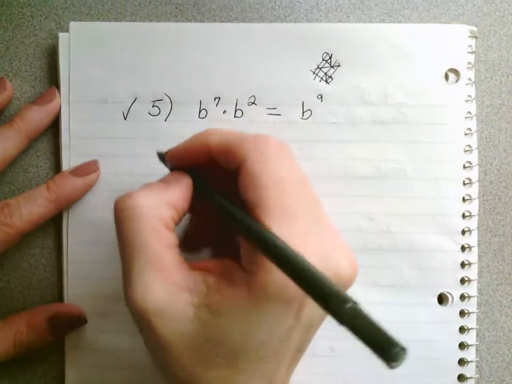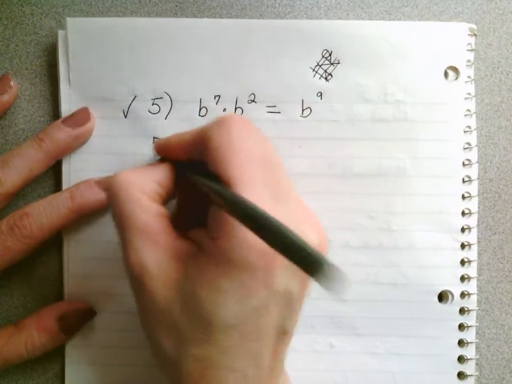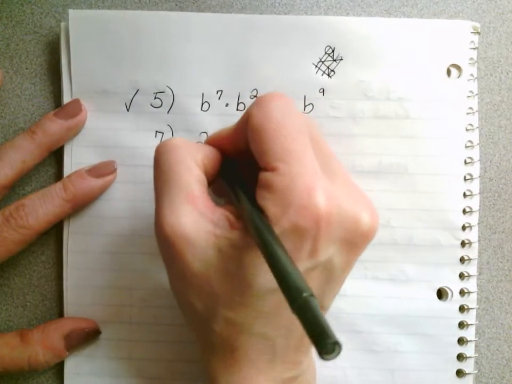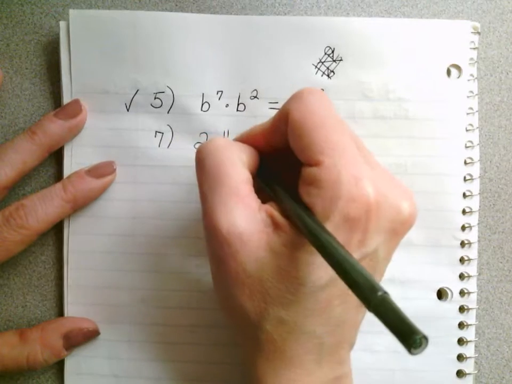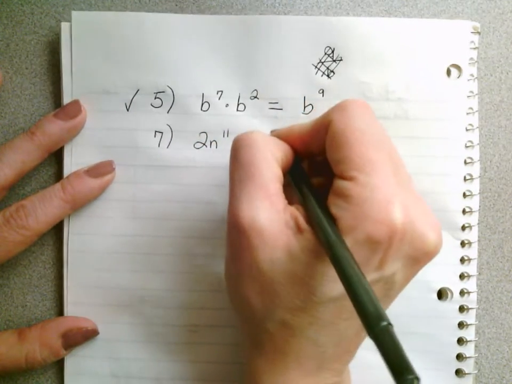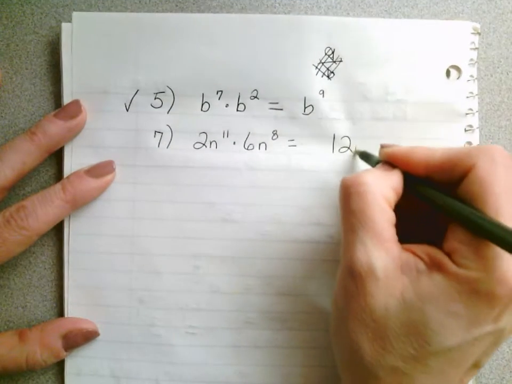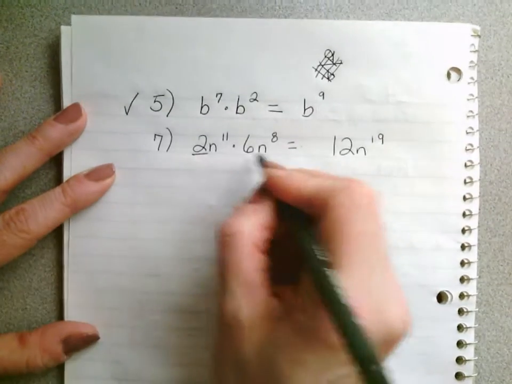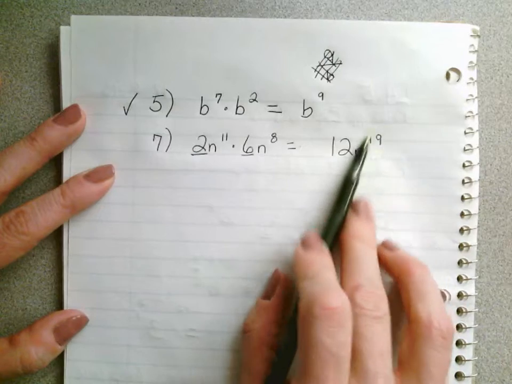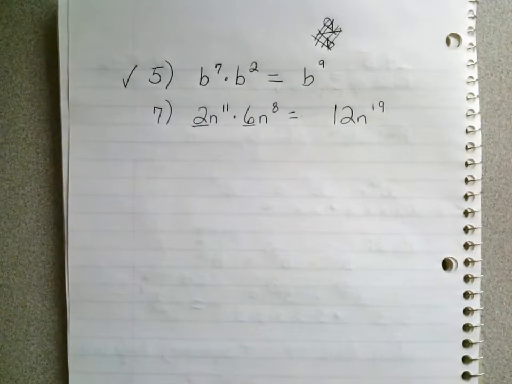How about checkpoint number 7? This one's a little bit different. This one goes back to the scenario where you've got to maneuver some stuff. 2n to the 11th times 6n to the 8th. Work it with me, folks. 12 and 19. Good. 2 times 6 is 12, and 11 and 8 sum to 19. So there's some practice with multiplication, okay?